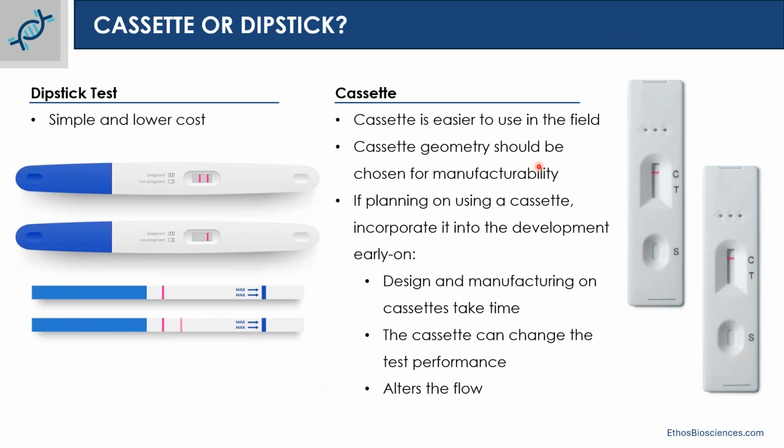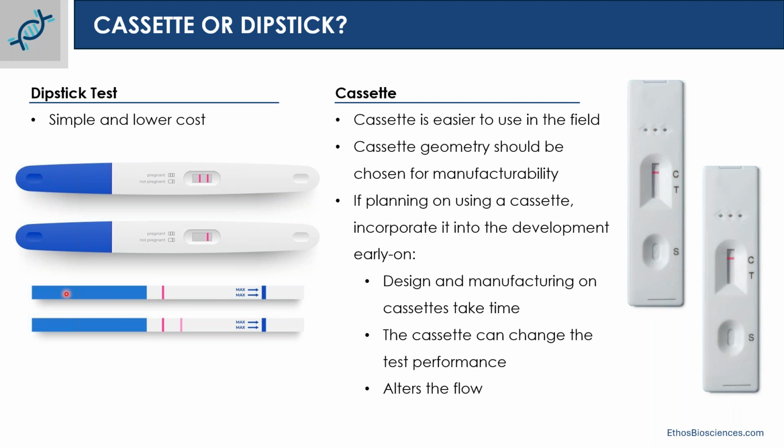Now, the last two decision points we're going to talk about here are not so much about the reagents or the chemistries, but more about the format of the test. And these are things that you may not really think about early on during development. They may be things that you're putting off towards the end of development, but you shouldn't. The first one has to do with a dipstick test versus a cassette. So a dipstick test, in the simplest sense, is just a bare strip, or a bare strip with some cover tape on it to protect it.